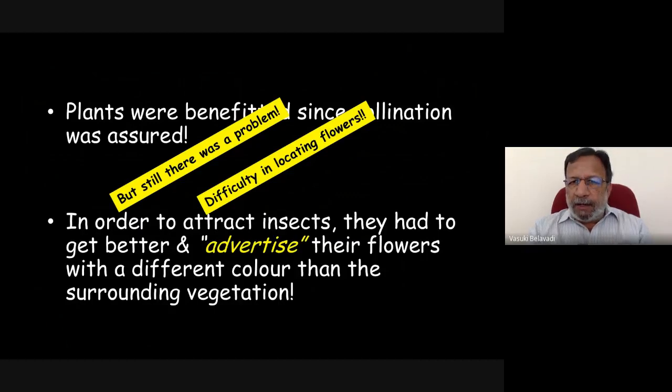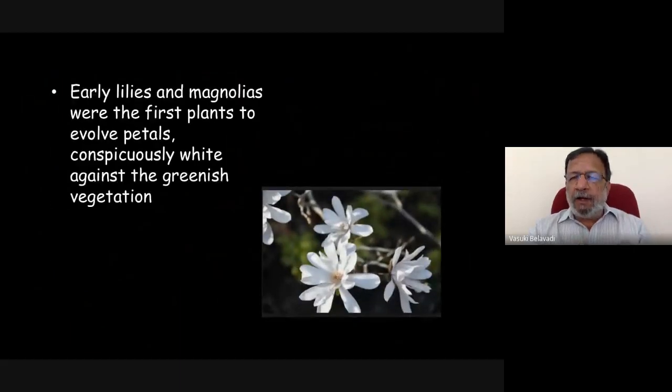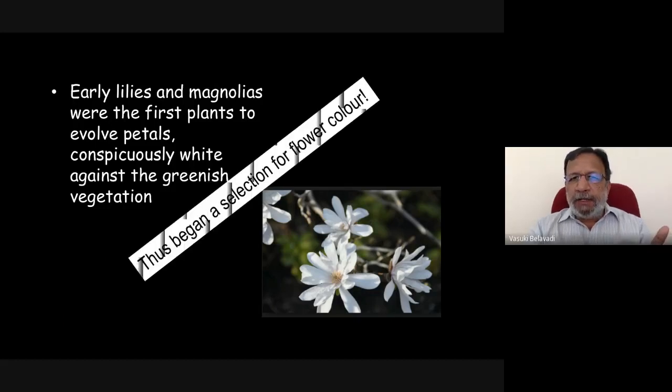So in order to attract insects, plants had to advertise their flowers with a color different from the surrounding vegetation. Probably this happened by chance or through some mutation. Early lilies and magnolias were the first plants to evolve petals conspicuously white against the greenish vegetation. This probably was the beginning of the advertisement campaign. Thus began a selection for flower color.